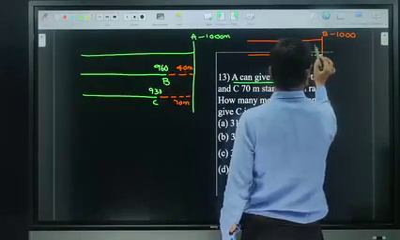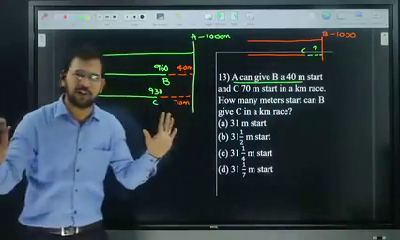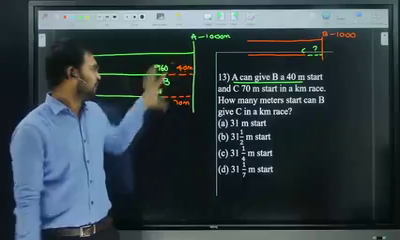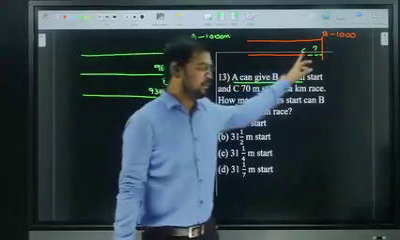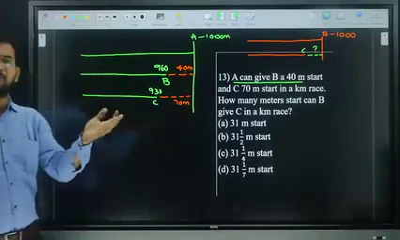How much startup can B give to C? Have you understood the question first? All of you clear? So this is the given data, and they're asking this one: whenever B reaches the destination, how much startup can B give to C?